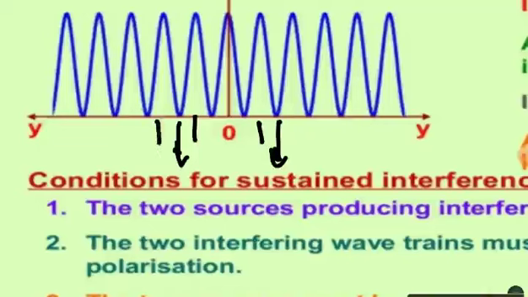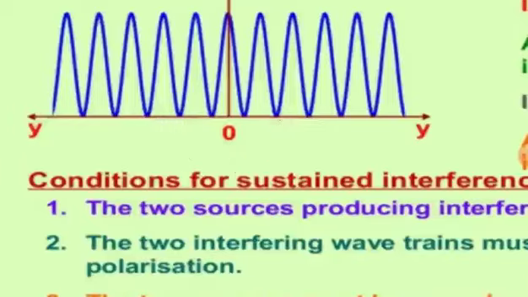This is the second maxima or second bright spot. These two will be called the second minima. Minima comes from minimum, so having the least intensity, or dark, you can call it. If the amplitudes of the two waves are the same, then it will be almost dark. So bright and dark interference fringes will be seen flanking both sides of the central portion of the screen.